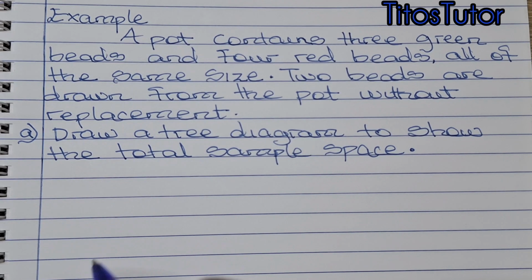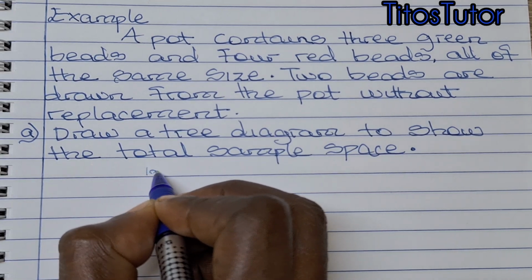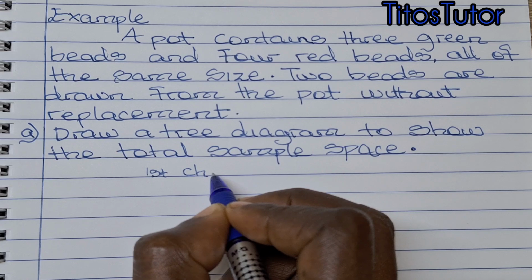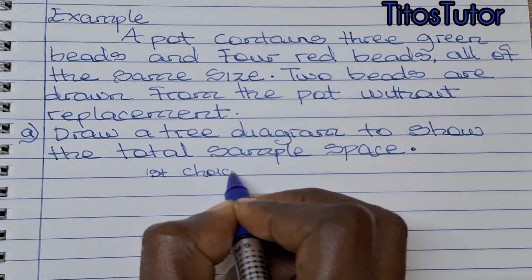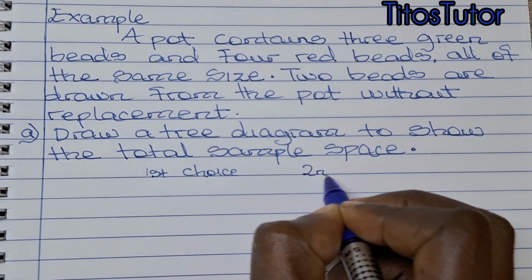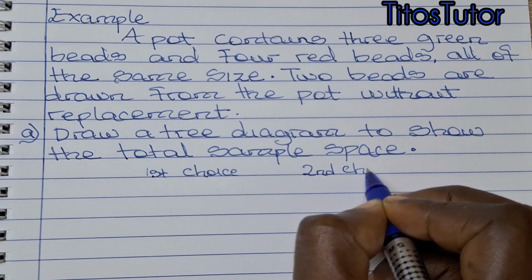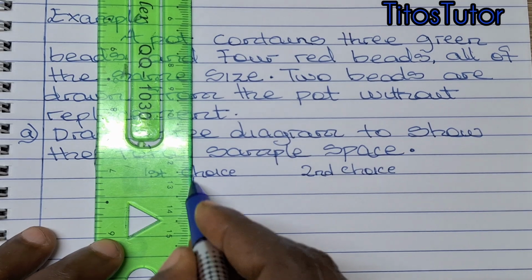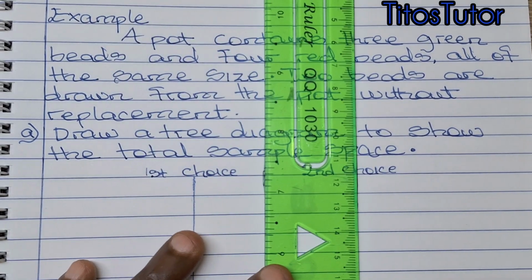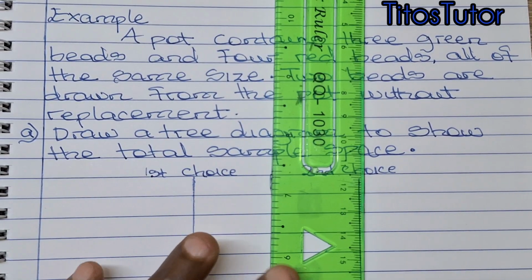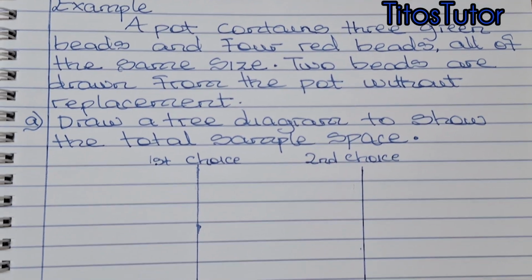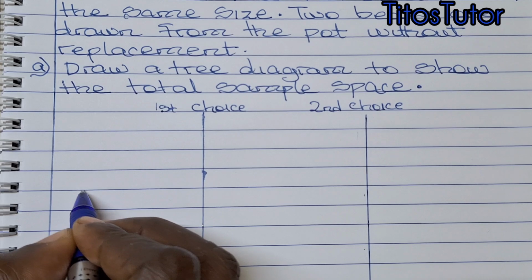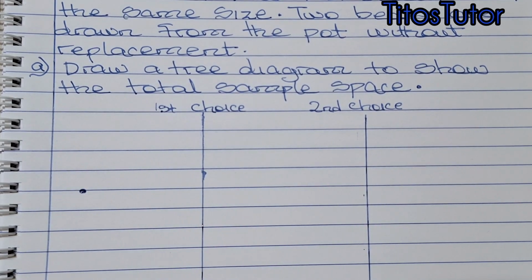the bag. So I'll start by writing first choice, and here I write my second choice. On my first choice I'll draw a line. On the second choice, I'll also draw a line. Okay, so now let's draw this tree diagram by starting with a point here that represents our bag.